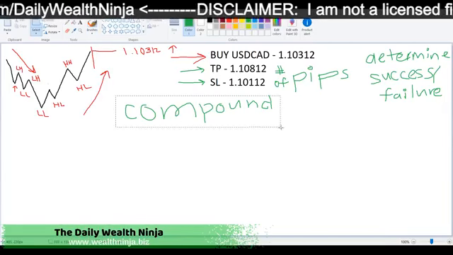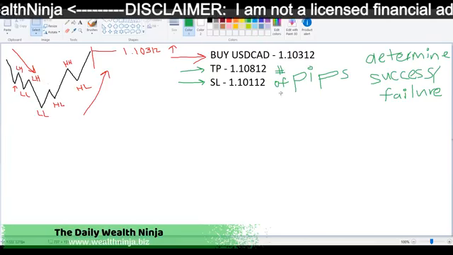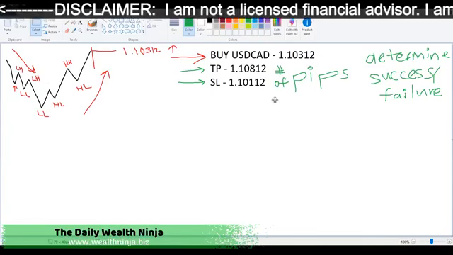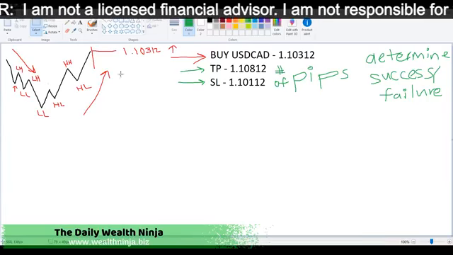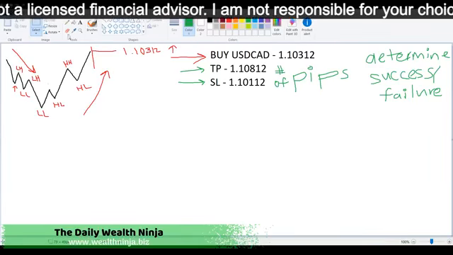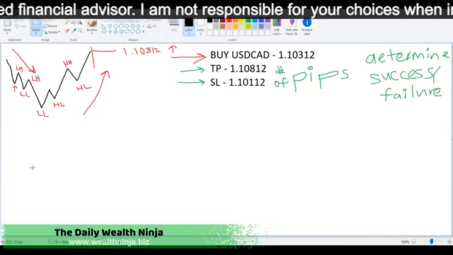So why is it that I just had this discussion with my team about the number of pips not being the be all end all? Well, here's why.